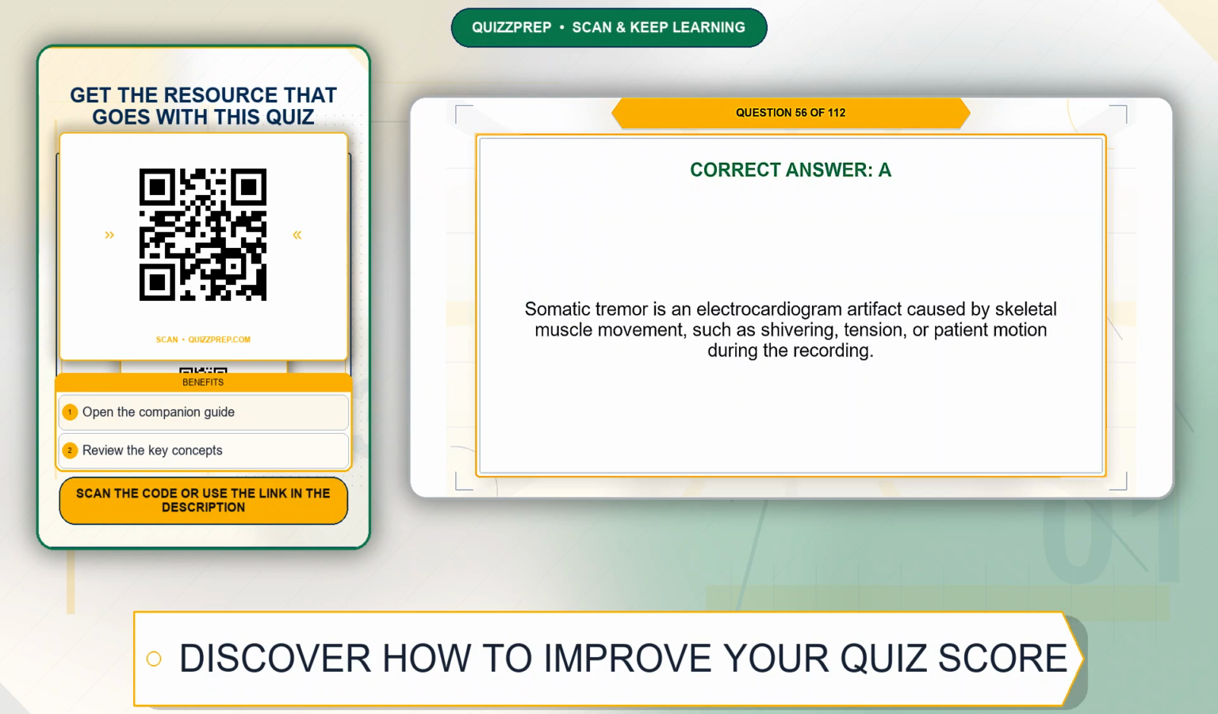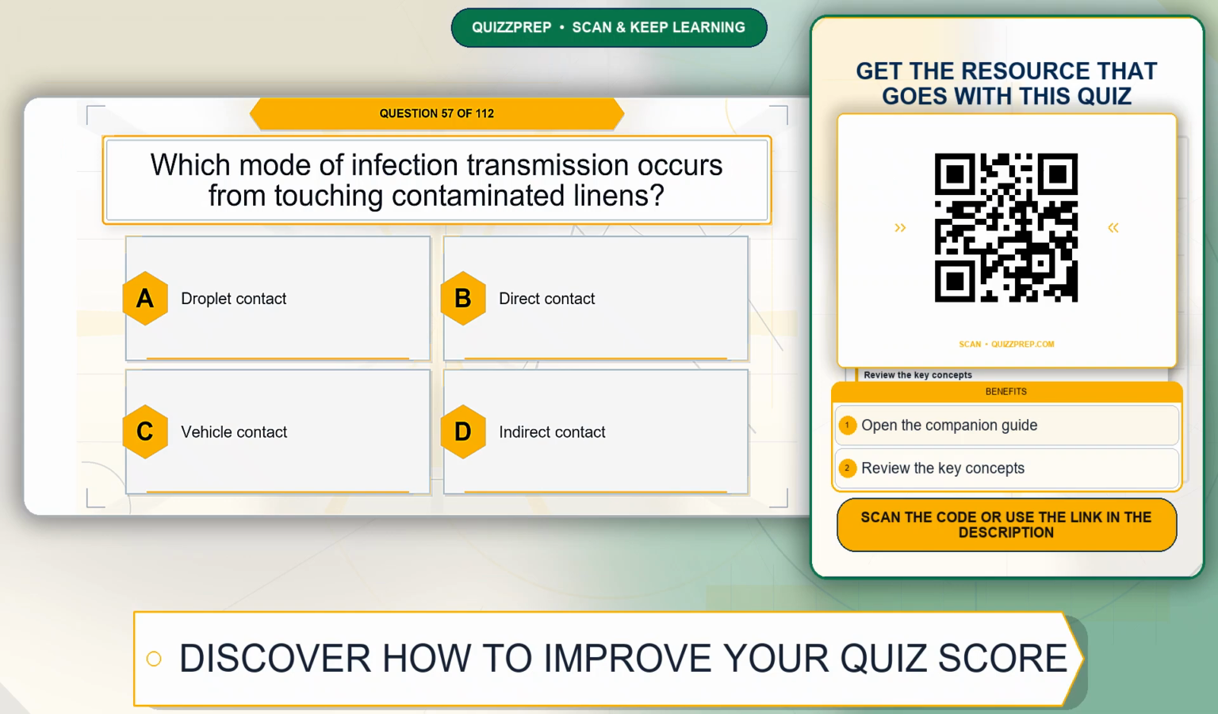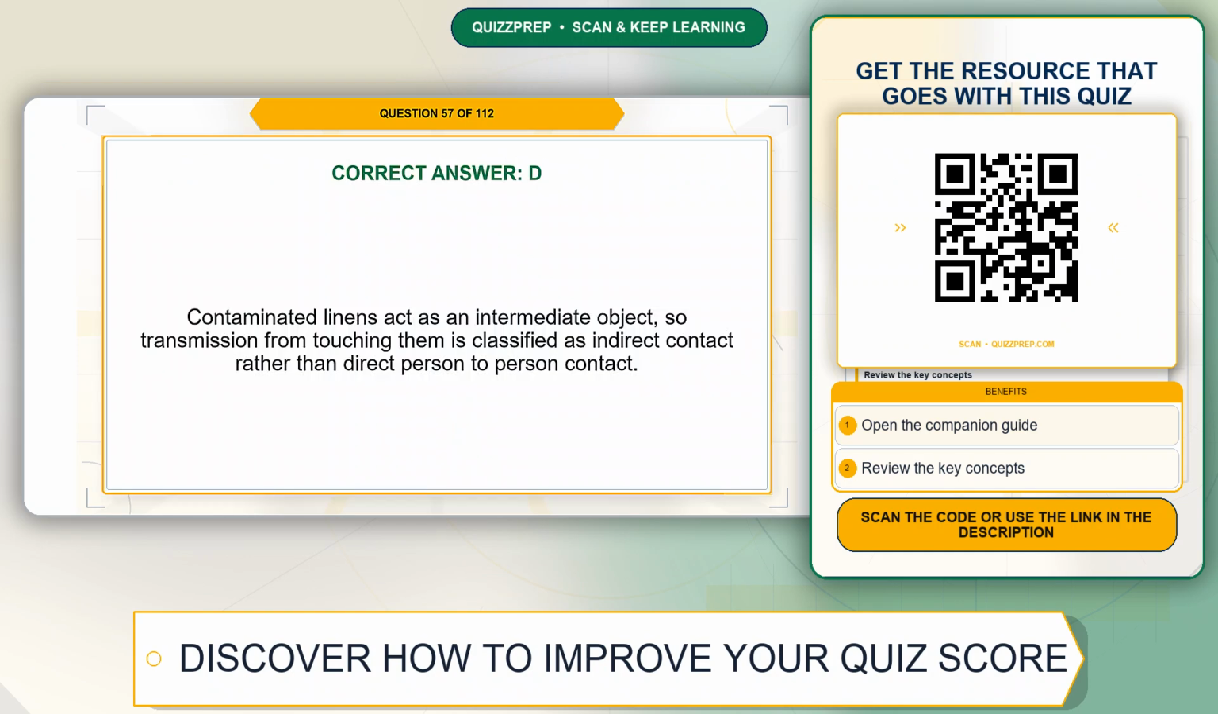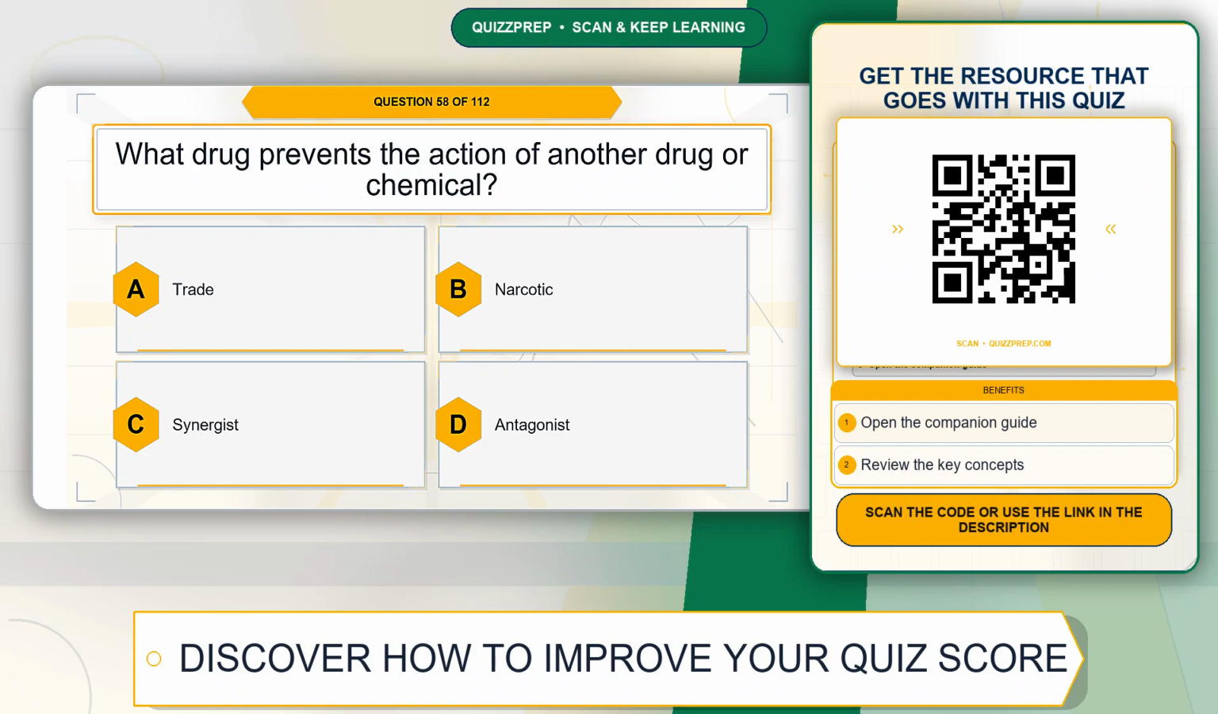the recording. Question 57. Which mode of infection transmission occurs from touching contaminated linens? Option A, droplet contact. Option B, direct contact. Option C, vehicle contact. Option D, indirect contact. The correct answer is option D, indirect contact. Explanation. Contaminated linens act as an intermediate object, so transmission from touching them is classified as indirect contact rather than direct person-to-person contact.